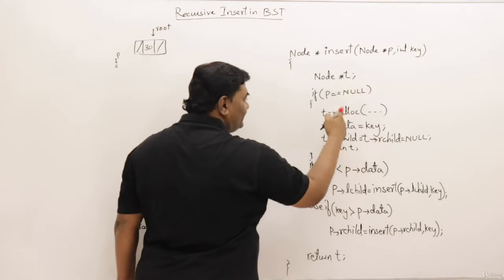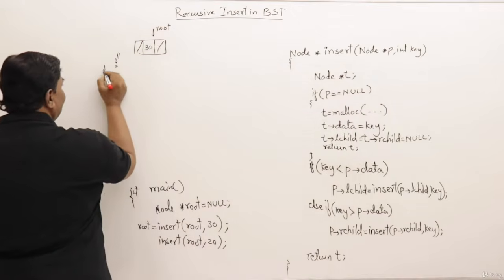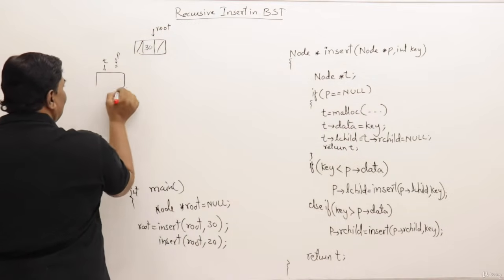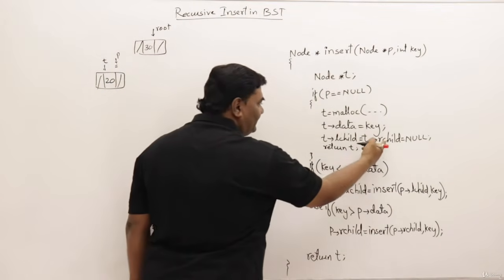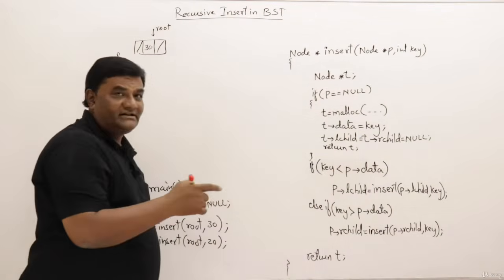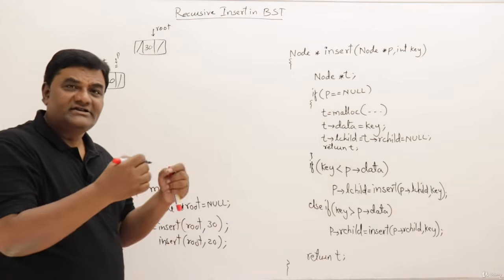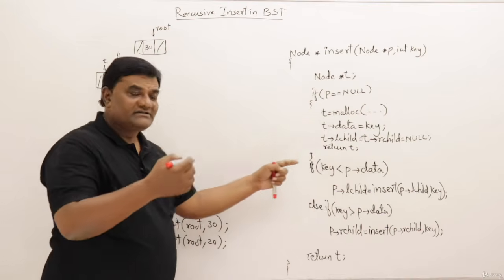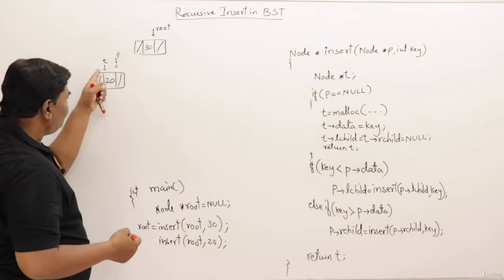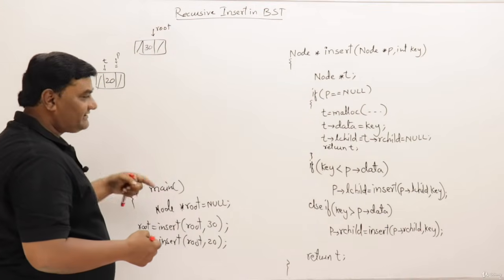Right now p is null. So create a new node with the help of t and insert this key, set the pointers as null. This is the common work done every time. When the pointer is null, create a node, set the data and initialize pointers to null. That's what the common steps are. And return this t. The new node's address is returned.